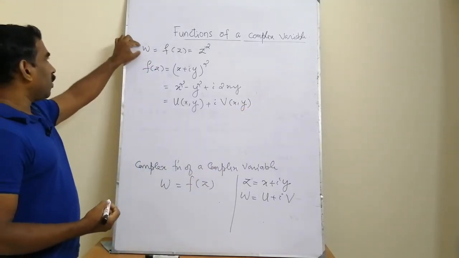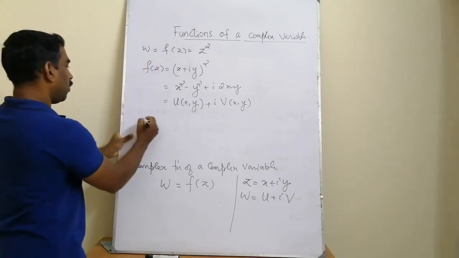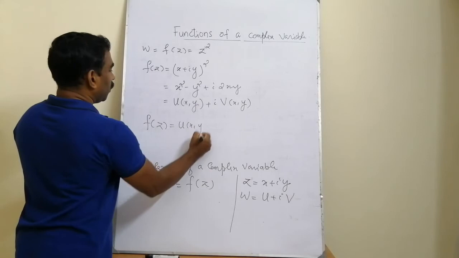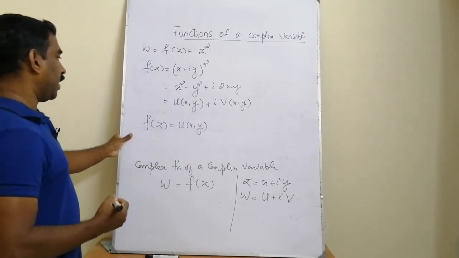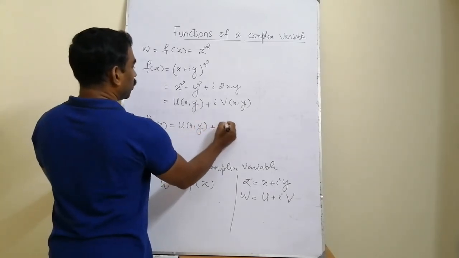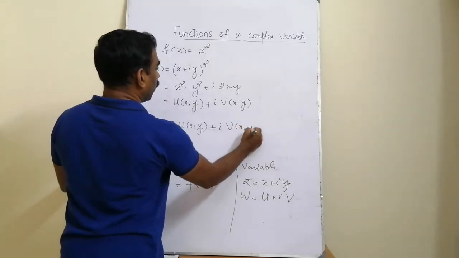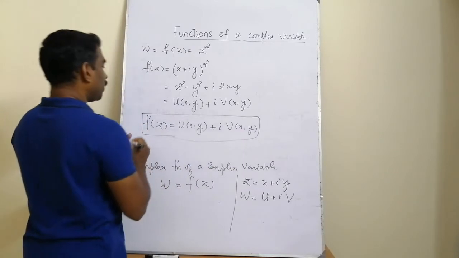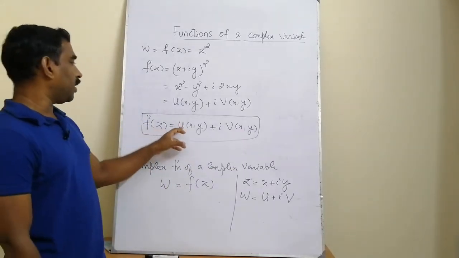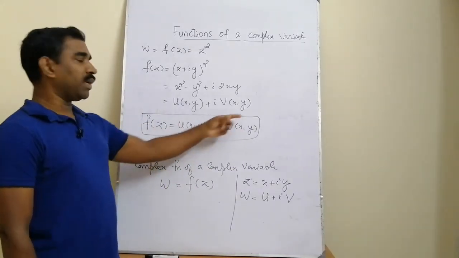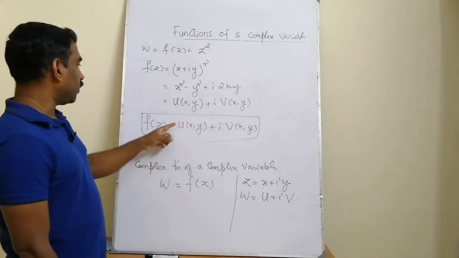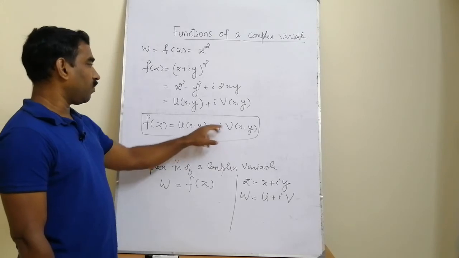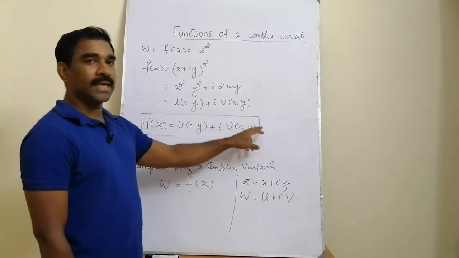So in a complex function of a complex variable w equal to f(z), we can always write this f(z) in the form of some function of x and y as the real part and another function of x and y as the imaginary part. So a complex function of a complex variable can be treated as a pair of real functions, u and v, where u is a function of two real variables x and y, and v is another function of two real variables x and y.